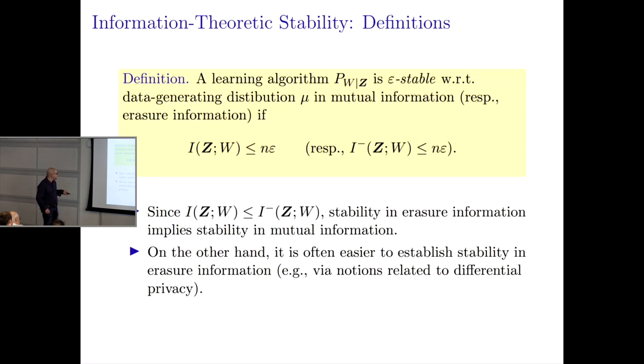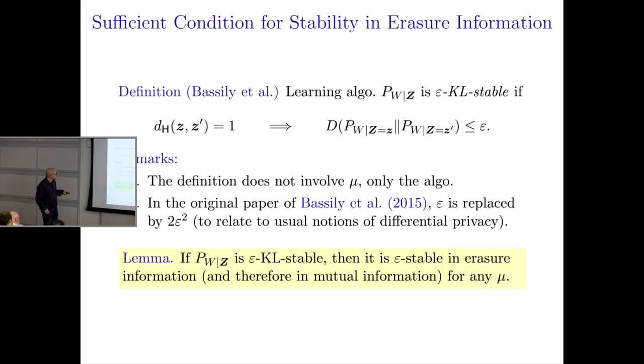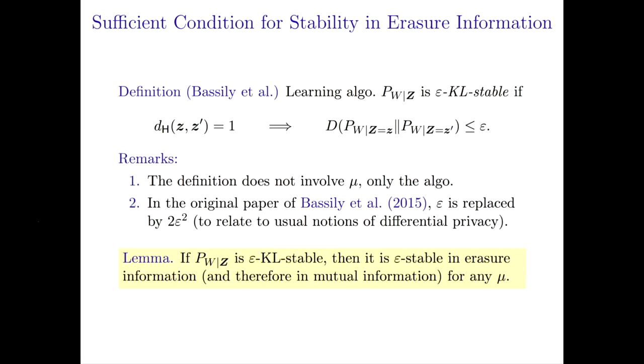So here's an interesting definition that we could also think about. This comes from a paper by Raif Basili and a whole bunch of other authors. They introduce a whole slew of definitions. One particular one they call epsilon KL stable. KL stands for Kullback-Leibler divergence.